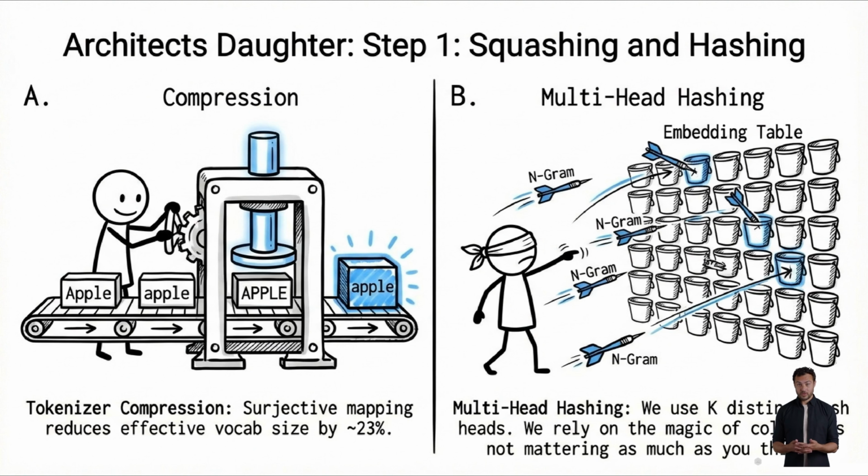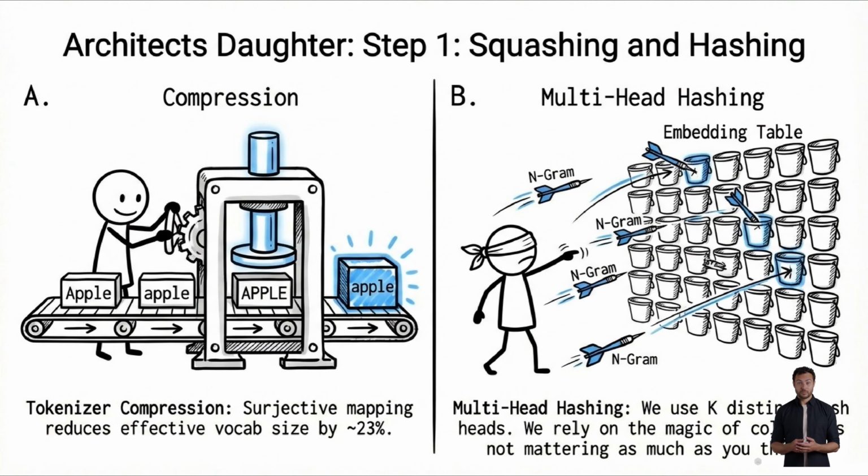The first step in Engram is squashing and hashing, and it has two parts. On the left is compression. We take different surface forms of the same word, like "Apple," "apple," and " apple," and squeeze them into a single consistent token. Because this mapping is many to one, it's surjective, and it reduces the effective vocabulary size by about 23%, which saves memory and compute.